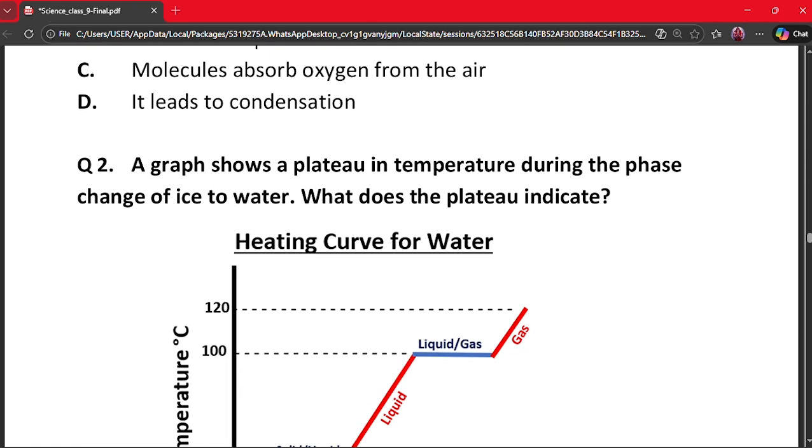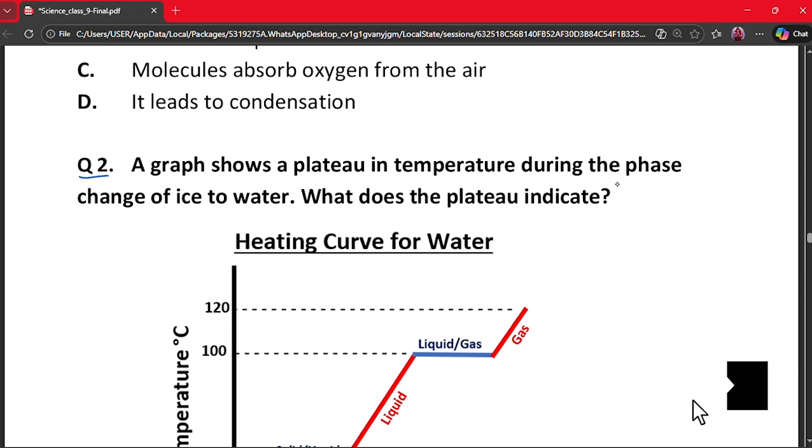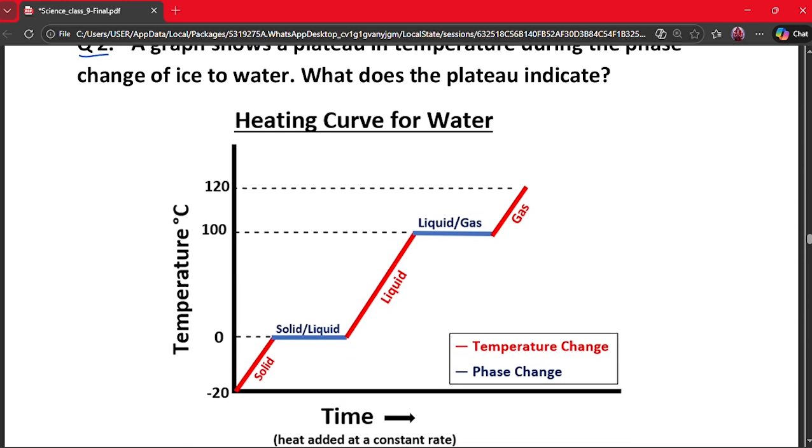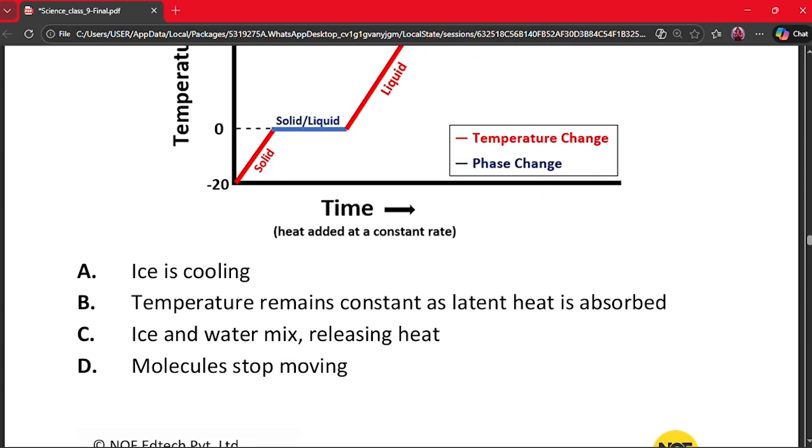Let's move on to the next question, that is question number 2. A graph shows a plateau in temperature during the phase change of ice to water. What does the plateau indicate? So here is the graph. We can see the graph going upwards and stable while it is solid or liquid. So okay, let's see the option.